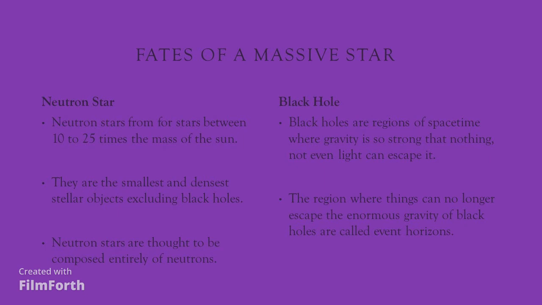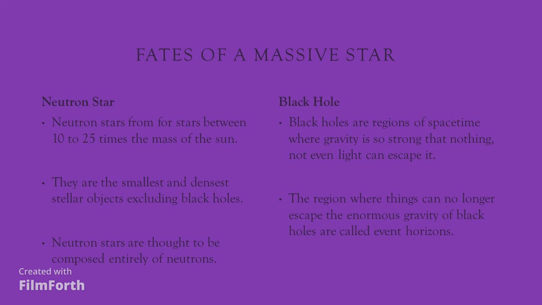Now, if you're a massive star, you've got a couple different options. The first one being becoming a neutron star. Neutron stars form from stars between 10 to 25 times the mass of our sun. So, okay, our sun is not big enough to become a neutron star. It's going to be a white dwarf. They are the smallest and densest stellar objects, excluding black holes, and these neutron stars are thought to be composed entirely of neutrons, which is pretty interesting. Something that large being made of just a subatomic particle is pretty cool.